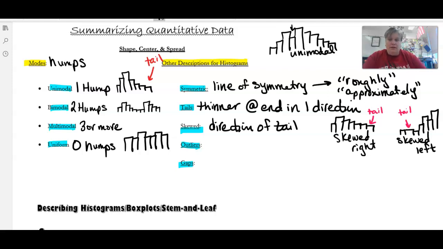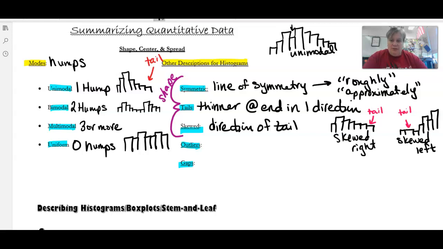Okay. One thing that is important, let's pick up color purple. These three things deal with something called shape, and we'll talk about that in a second. But these three things you have to talk about when you talk about the shape.